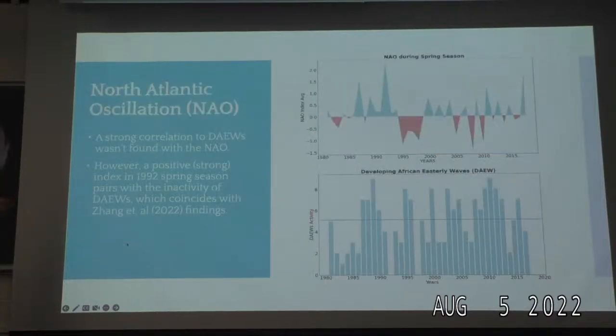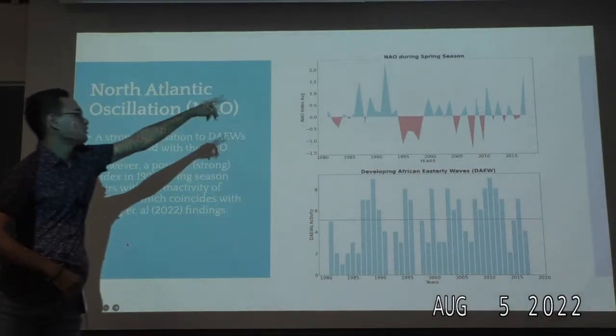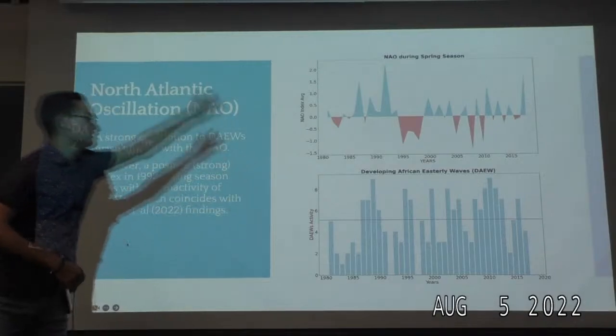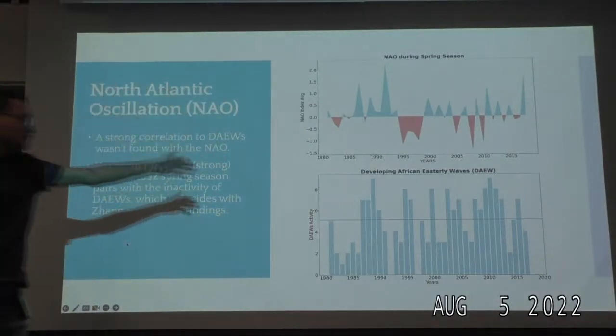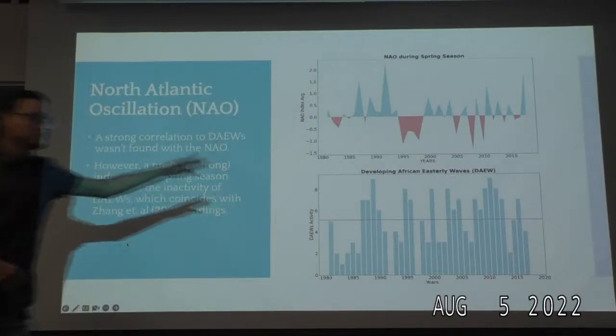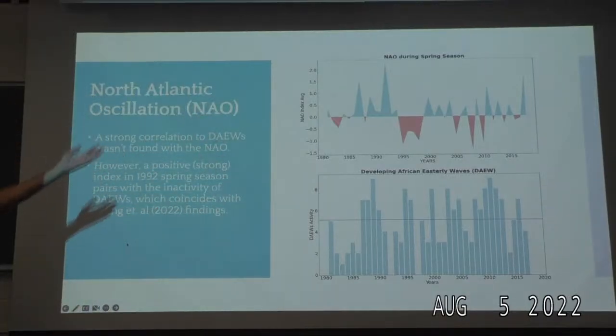For the North Atlantic Oscillation, a strong correlation between developers and this phenomenon wasn't found. Only in 1992 did we find a very strong positive index during the spring season, which has a correlation with the 1992 season that had zero developers, but it wasn't as strong with other seasons to say that the NAO has a strong relation to them.